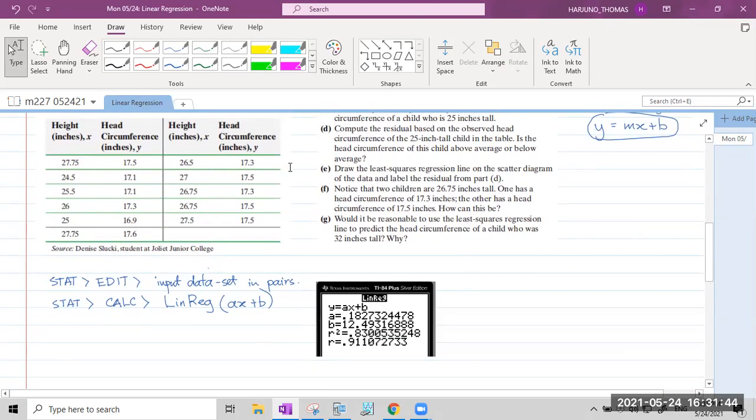Okay, now then from here you see to answer part A, what is the linear regression equation? The linear regression equation is y hat. Now that represents the predicted y, or the expected y, given by ax plus b. Now the A is 0.18273x plus B, 12.49317. Okay, now if the height is x, then the expected head circumference will be y hat. You see that from here.